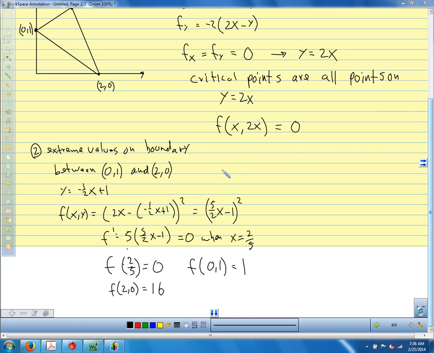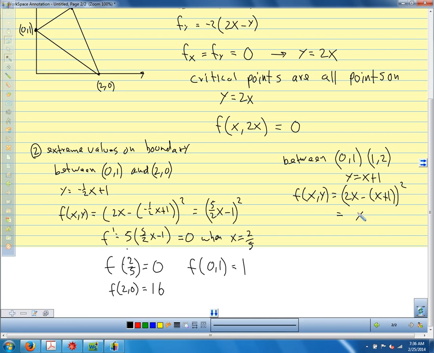All right, so let's find the extreme values on another boundary. So between the points 0, 1 and 1, 2. There I get y equals x plus 1. So f of xy on that boundary is 2x minus x plus 1 squared. And that simplifies to x minus 1 squared. And when we take the first derivative of this, f prime equals 0 when x equals 1.